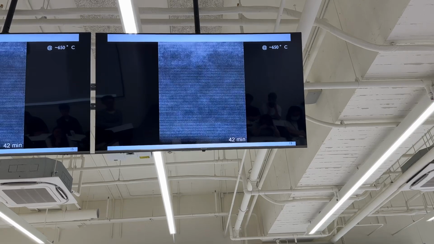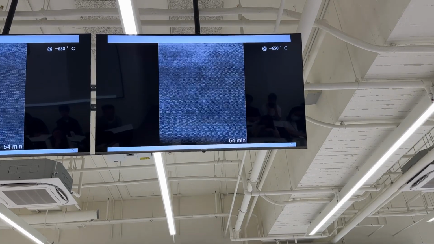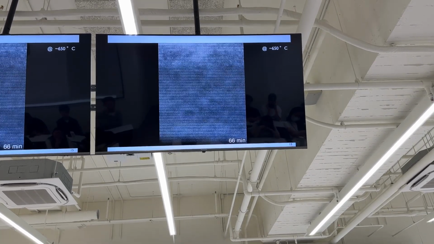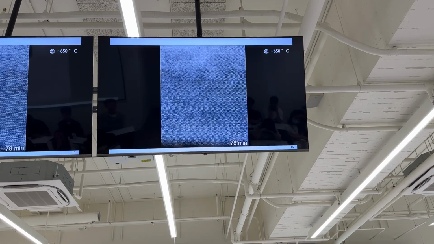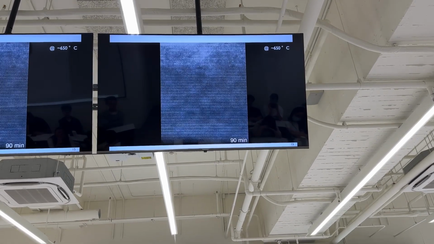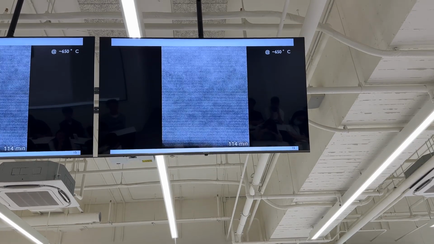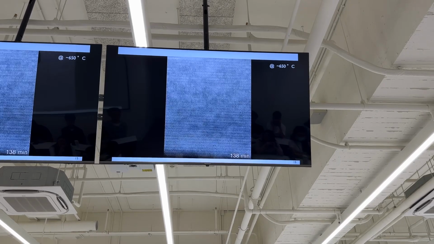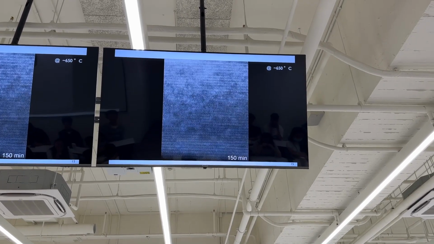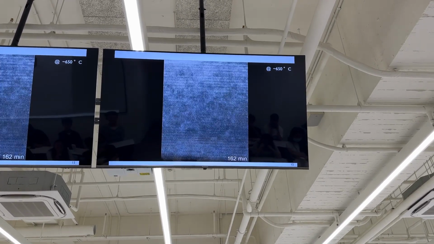Half an hour, some gold is already on top. The gold is up here on top. Gold is now advancing into and deeper into the MAX phase, coming in sometimes from the side, also emerging from the top. So it's kind of using all the channels that it can find.